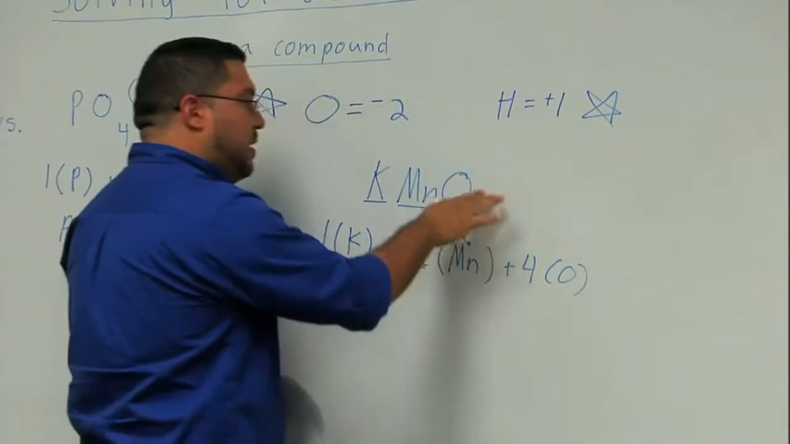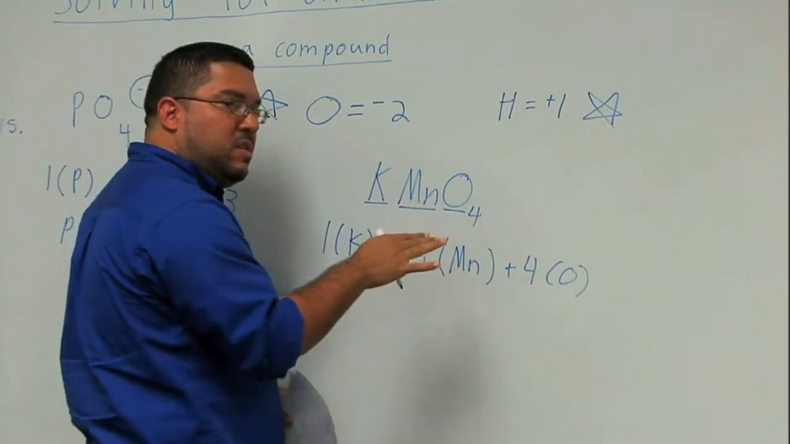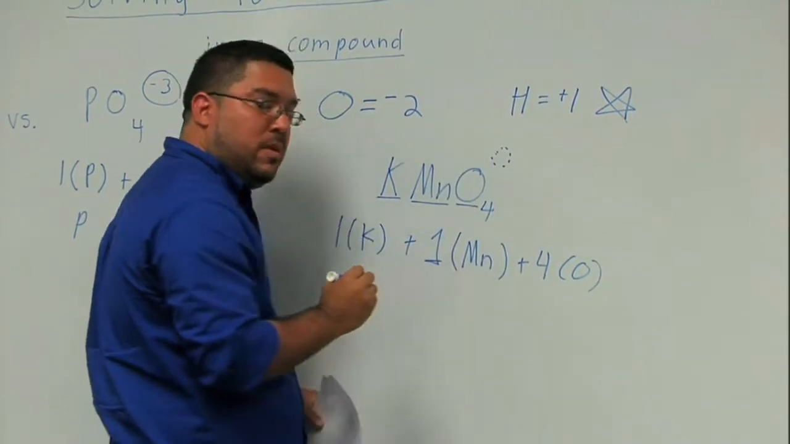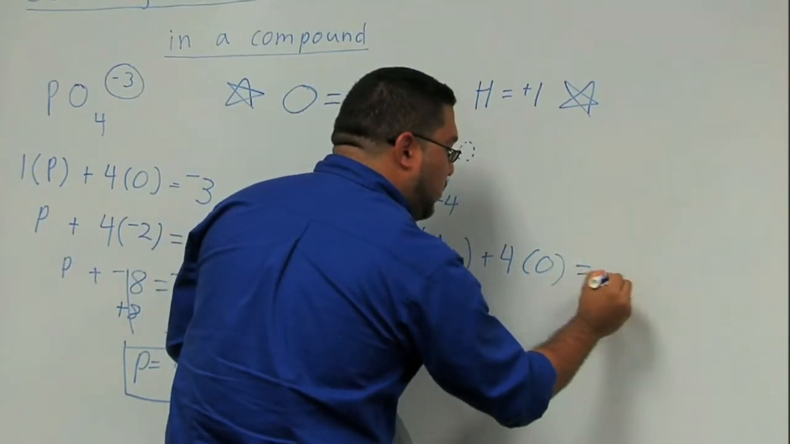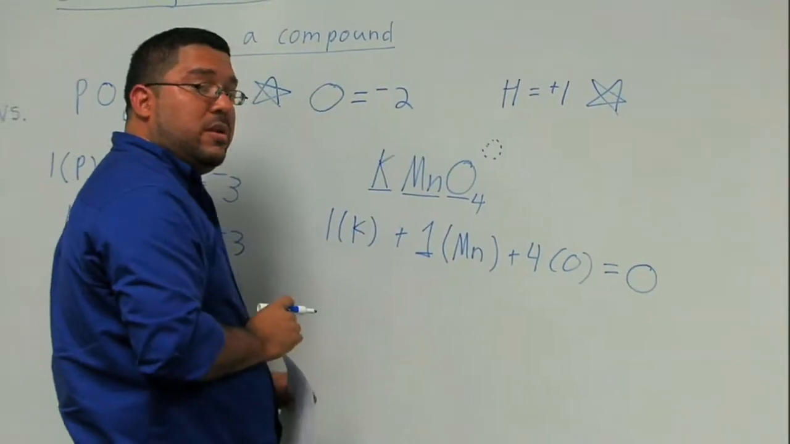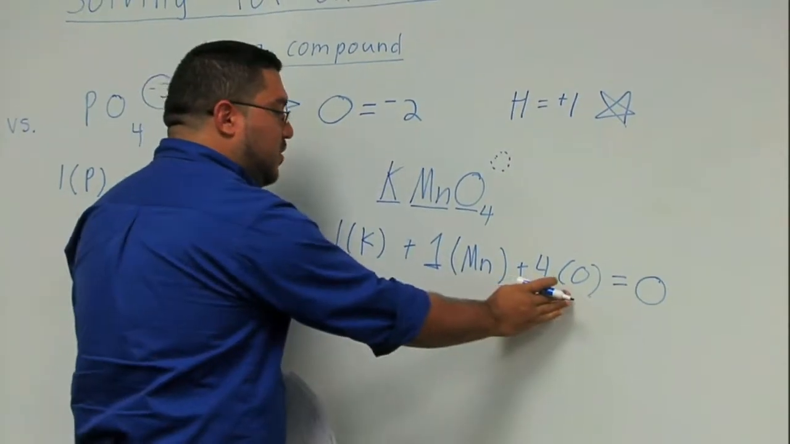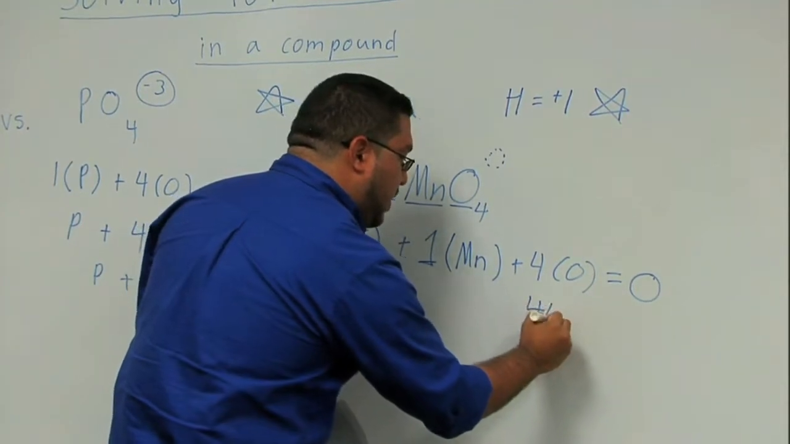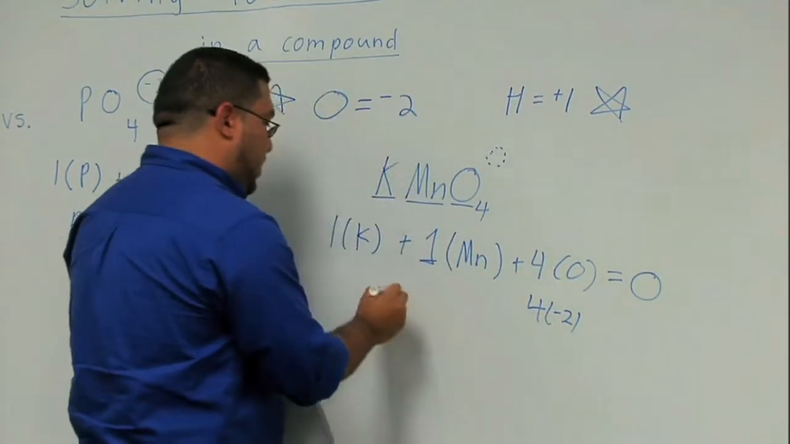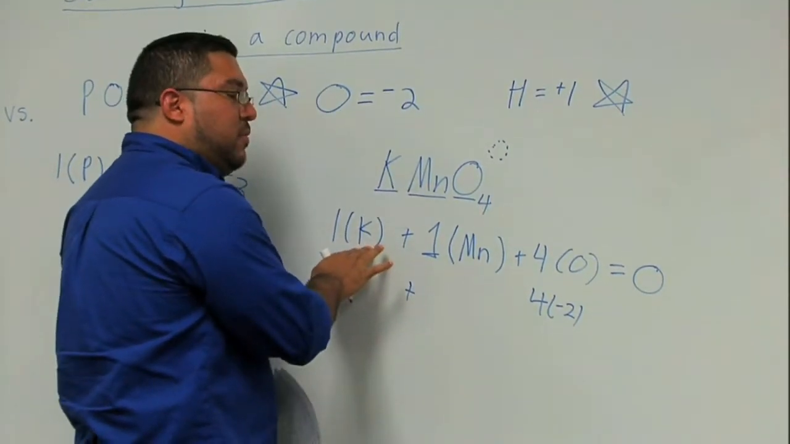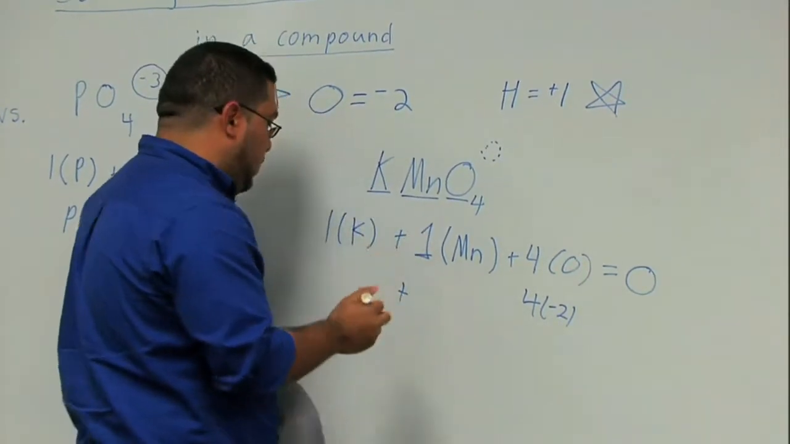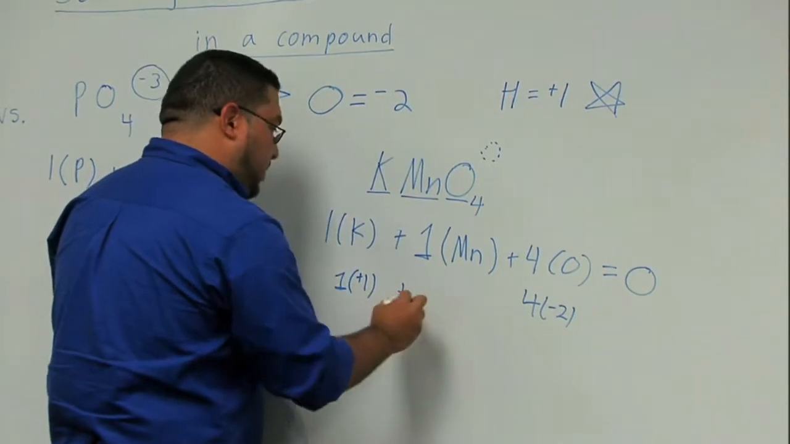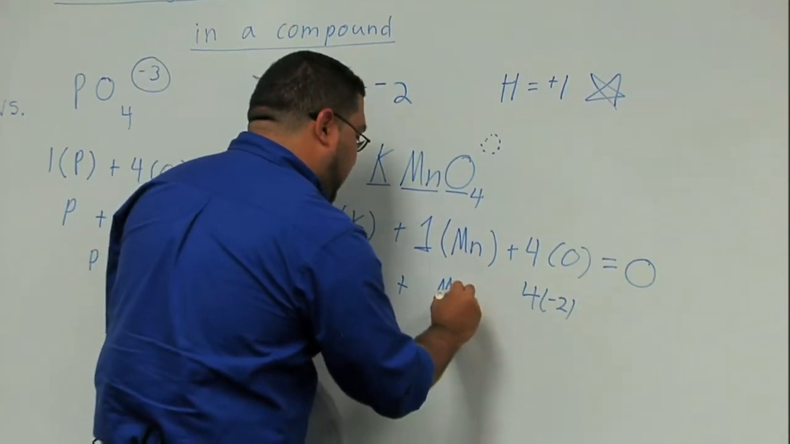And now if you recall that if there's no charge that's actually present, then you have to recall that there is an invisible 0. So we're going to set this whole equation equal to 0. Let's go ahead and plug in the charges that we do know. Oxygen, like I said, most of the time will be equal to -2. So this is actually 4 times -2. Potassium is equal to a +1. You should be able to get that from the periodic table. This is a +1 charge. It's in group 1A. And last but not least, we have our 1 manganese here.